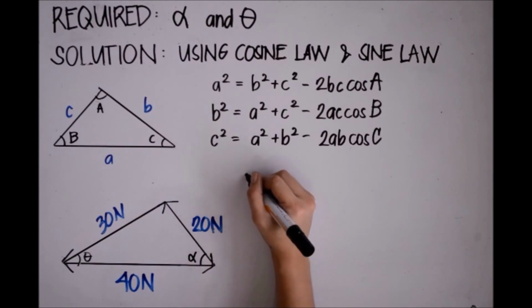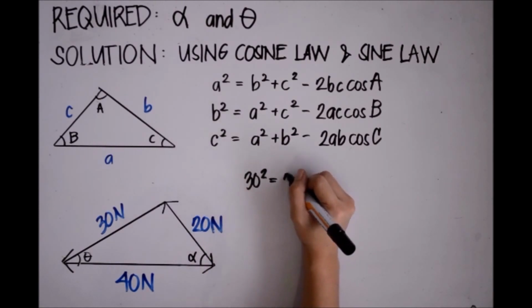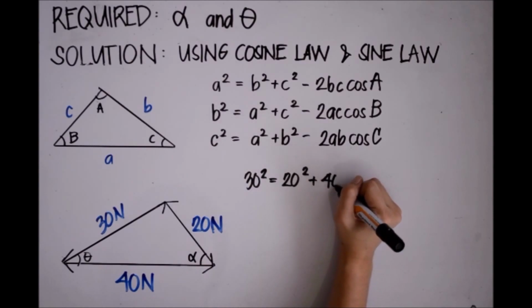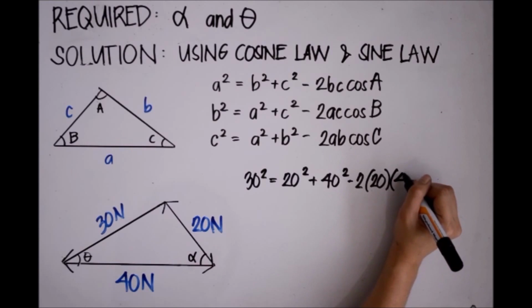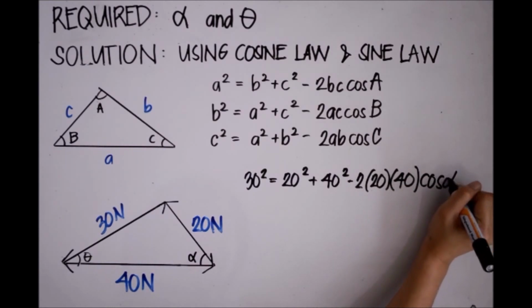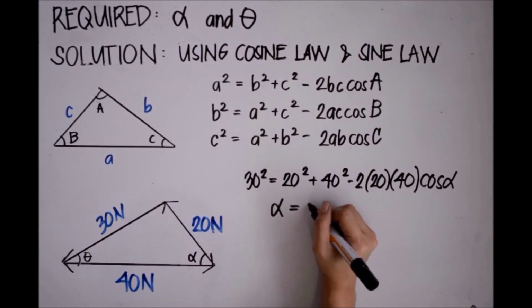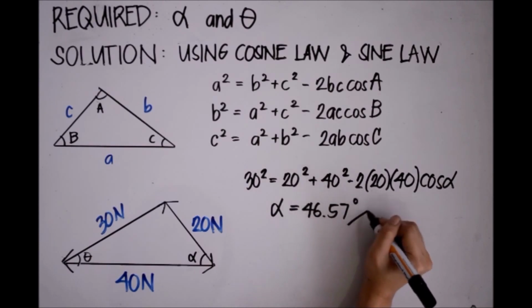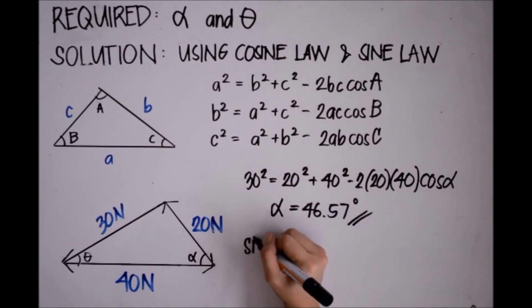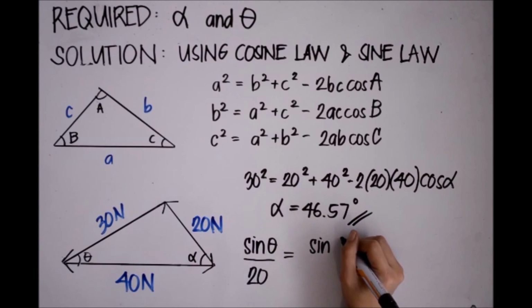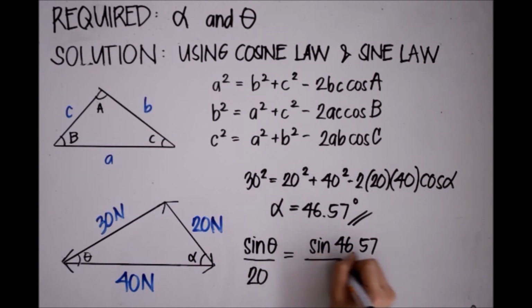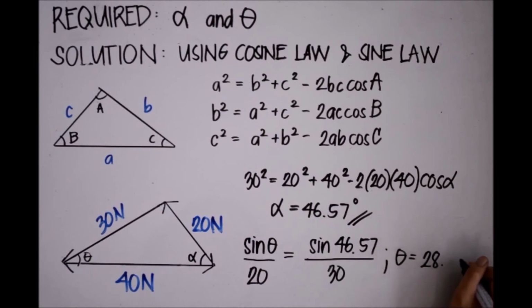For an alternative solution, we will use the cosine law and sine law. Using cosine law, we have 30 squared is equal to 20 squared plus 40 squared minus 2 times 20 times 40 cosine of alpha. We will now have the value of alpha, which is 46.57 degrees. Using sine law, we have sine theta over 20 is equal to the sine of 46.57 over 30. We will now have the value of theta, which is 28.96 degrees.